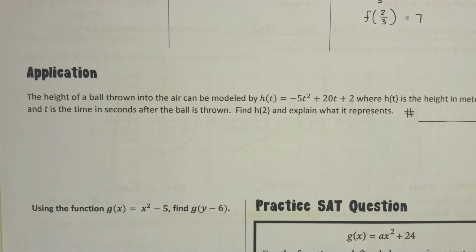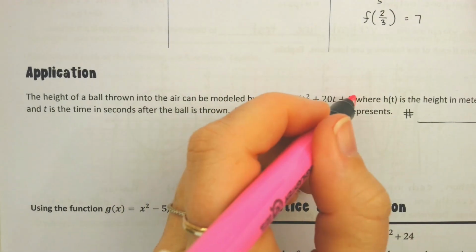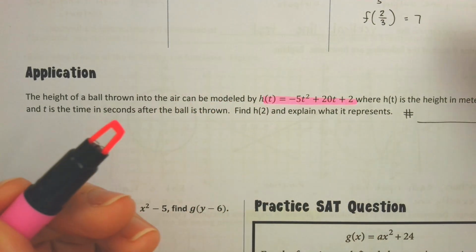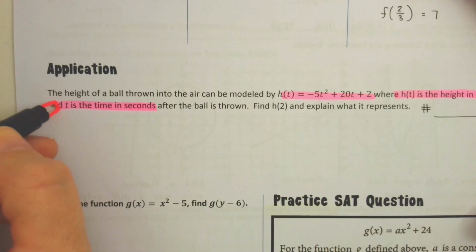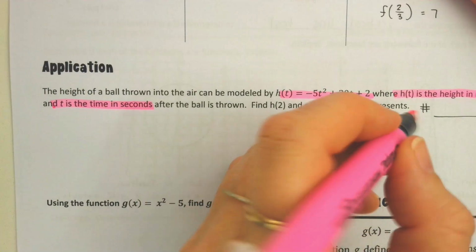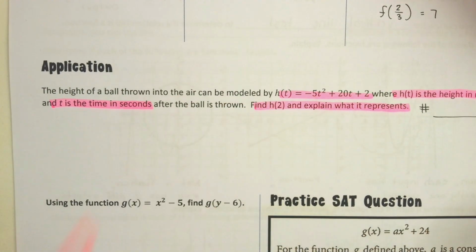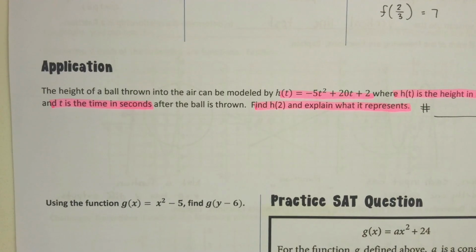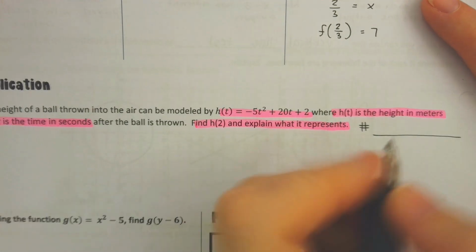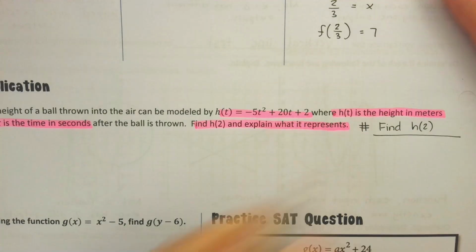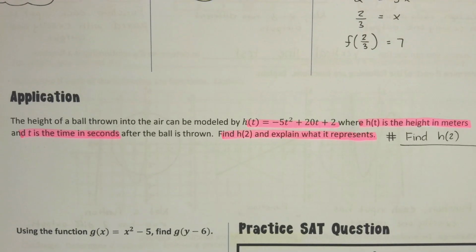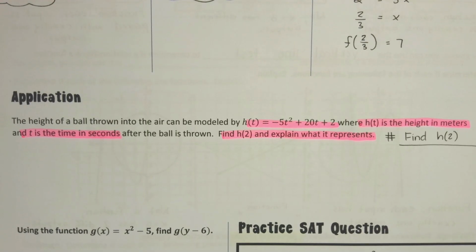All right, here's what I would have annotated. Anyone annotate that equation? Anyone annotate what the variables represent? H of t is the height in meters. T is the time in seconds after the ball is thrown. And then here's what the question's asking you to do. Find h of 2. So my hashtag, my main idea for this would be find h of 2, and maybe explain. I don't know why they want us to do the hashtags, but here we are.